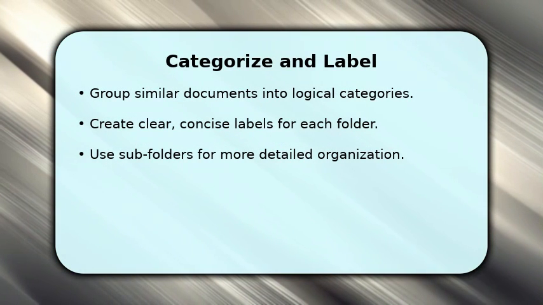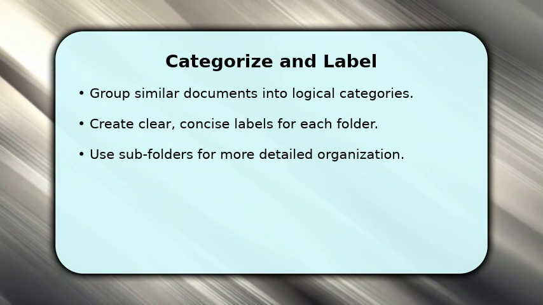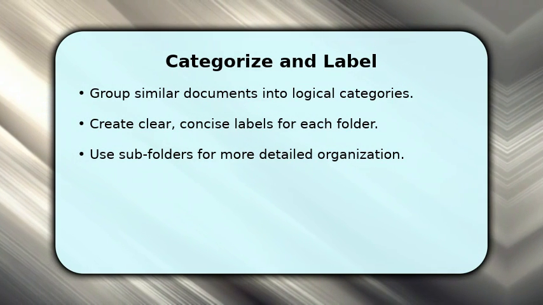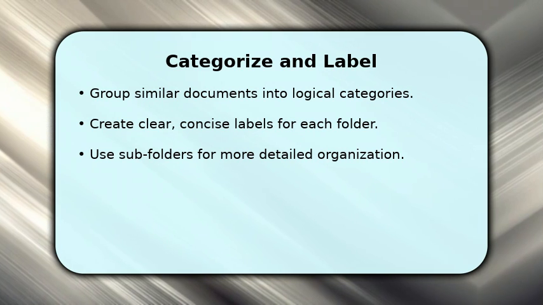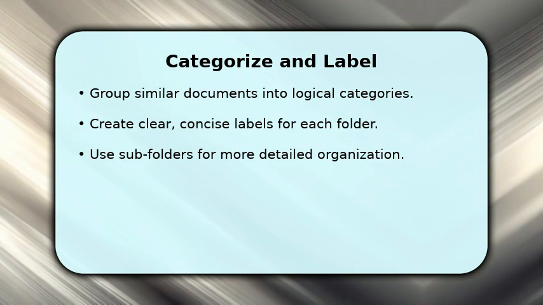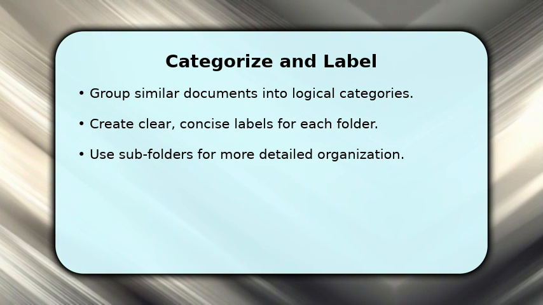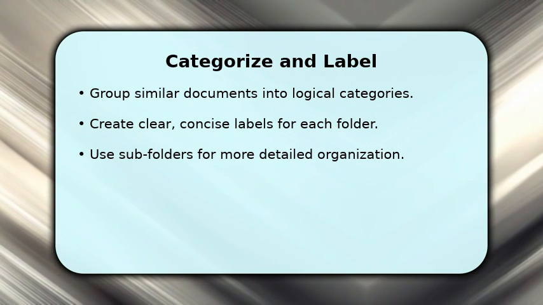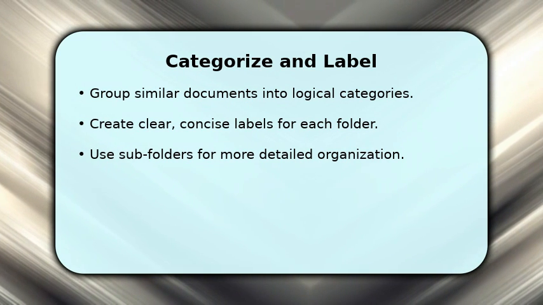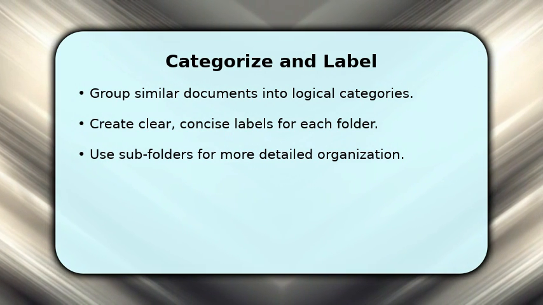Now, let's categorize your documents. Group similar items together like all tax forms or medical records. Then, create clear and concise labels for each folder. For example, Form 1099 or Medical Bills. If a category becomes too large, consider using subfolders to break it down further, ensuring everything remains easy to find.